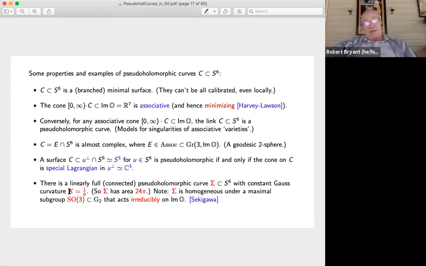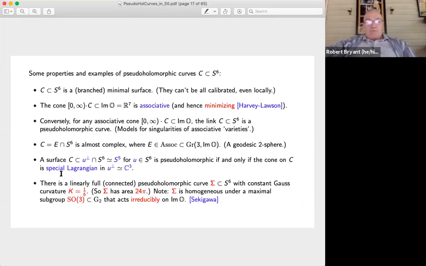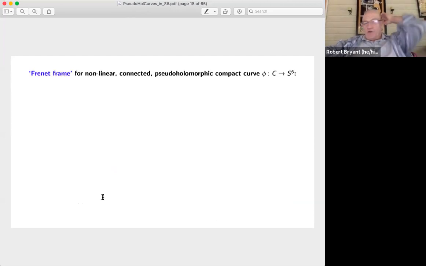So, for example, taking a union of one of these planes, you can easily construct things that are singular, but the cone will have an actual singular line, not a half line. The question is, can you construct something that will have a singular half line? Let me review very quickly how you can get your hands on a lot of pseudo-holomorphic curves.